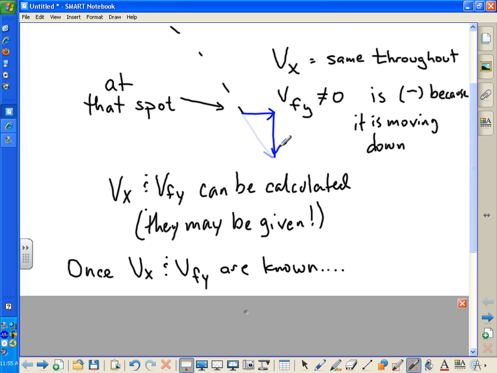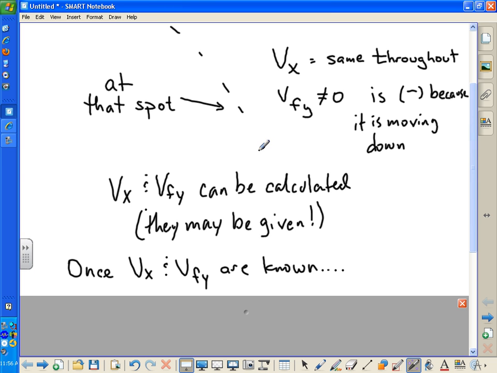So once we can find Vx and Vfy separately, what I'm about to show you is how you would find Vxy, that velocity at that moment. It's really only useful as an endpoint. You couldn't calculate anything with that velocity because it's been changing both in amount and direction the whole time through. But you can find out at that moment how fast it's going.